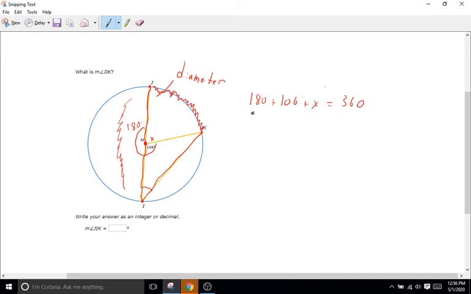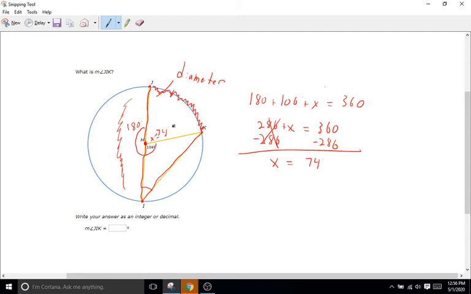Okay. 180 plus 106 is 286 plus our missing angle X equals 360. Now we're going to get the X by itself by getting rid of the 286, so minus 286. So we have X equals 360 minus 286, which is just going to be 74. So X is going to be 74 degrees right here. Great. So X equals 74.